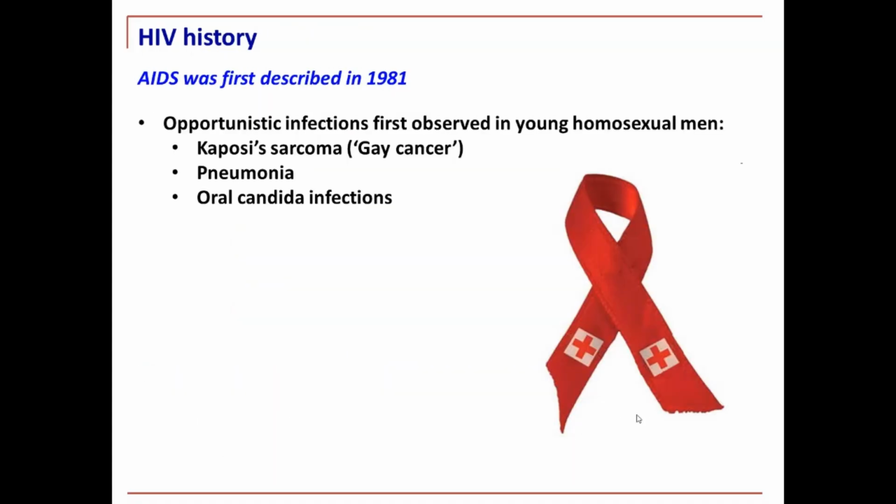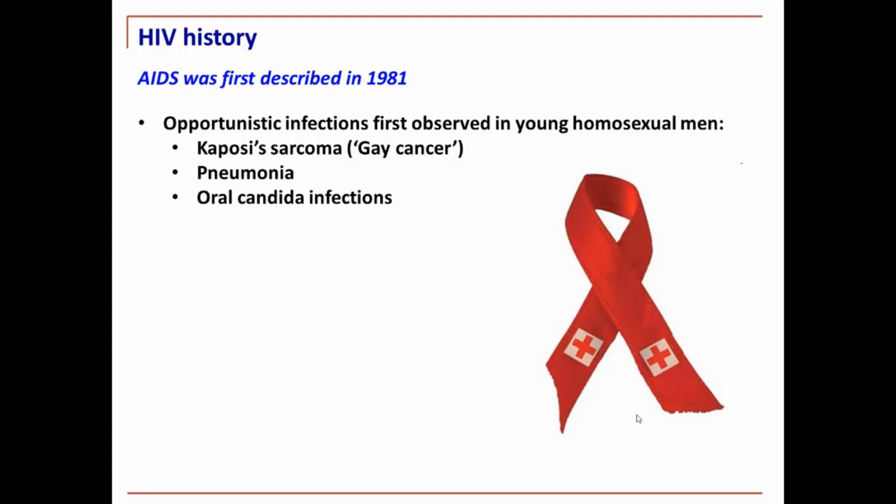Now, if we look at a little bit of history, AIDS was first described in 1981, so it's a reasonable time ago now. Opportunistic infections were first observed in young homosexual men, and they spotted things like Kaposi sarcoma, which was originally known as the gay cancer. Obviously, it's not, but that's a very rare skin cancer. They also seem to have pneumonia and obviously oral candida infections as well. So these initial observations suggested that there was some cell-mediated immune suppression, and that's why the syndrome was named gay-related immune deficiency initially. And this later became known as acquired immune deficiency syndrome, or AIDS.